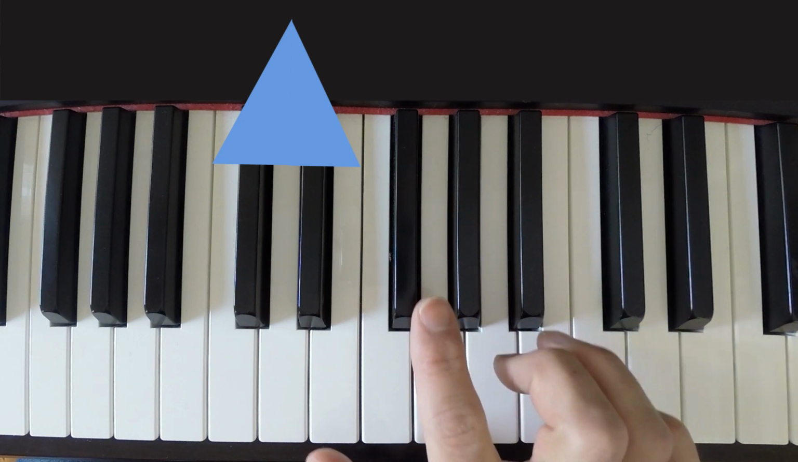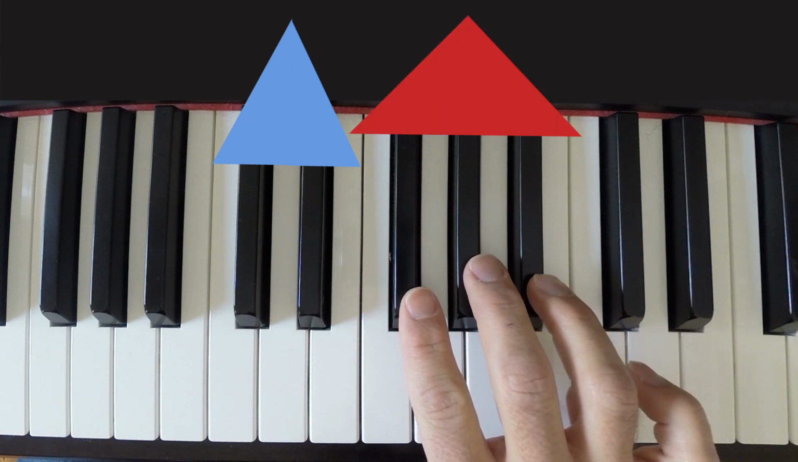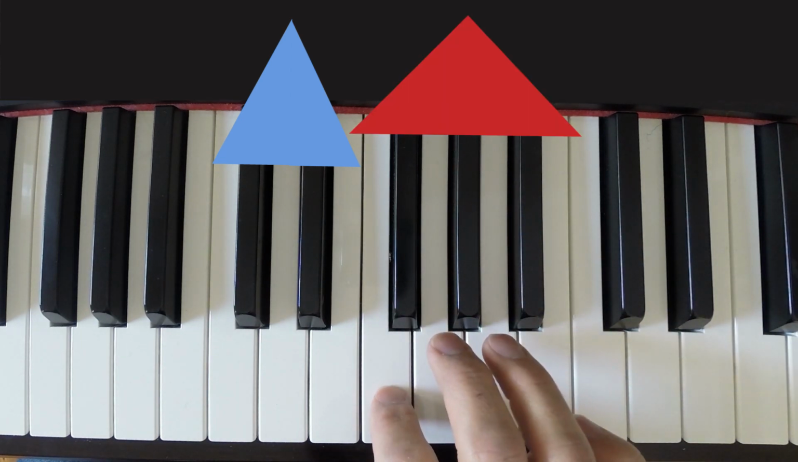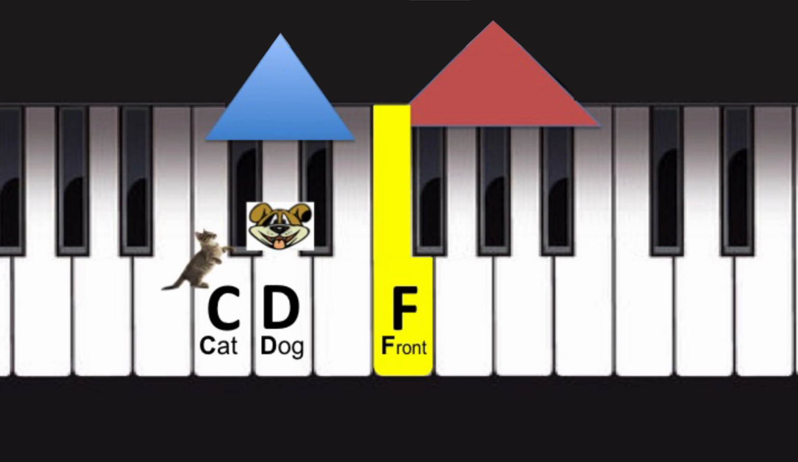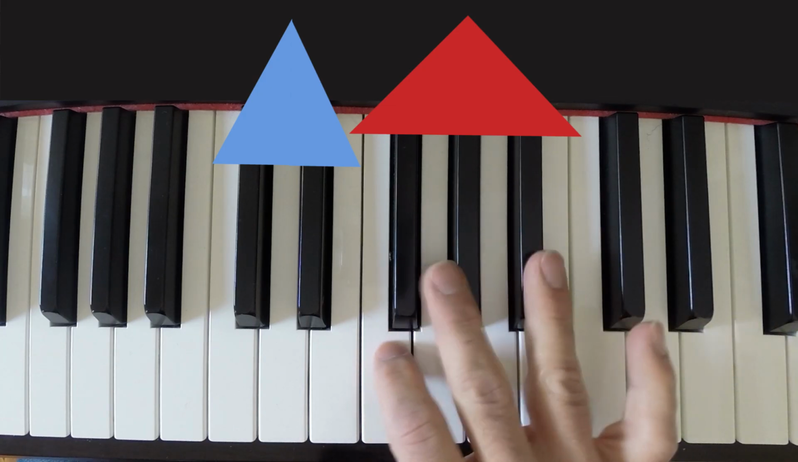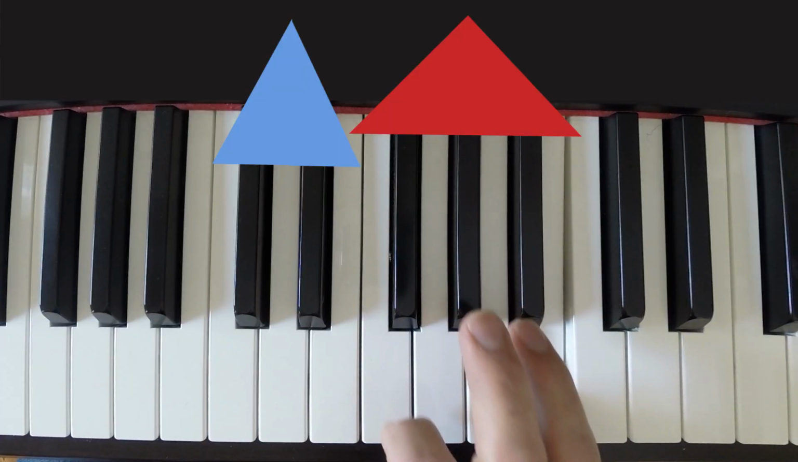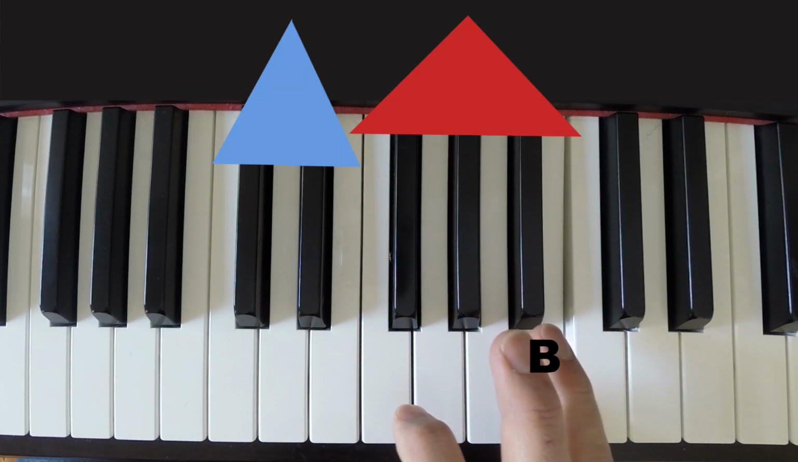We can imagine that they make a roof over a bigger main house. The main house has a front door, which starts with F, and it has a back door, which starts with B. So every time we find the white key in front of these 3 black keys, we'll know that it is F. And every time we find the white key that is immediately following those black keys, we'll know that it is B. That's how we can remember.